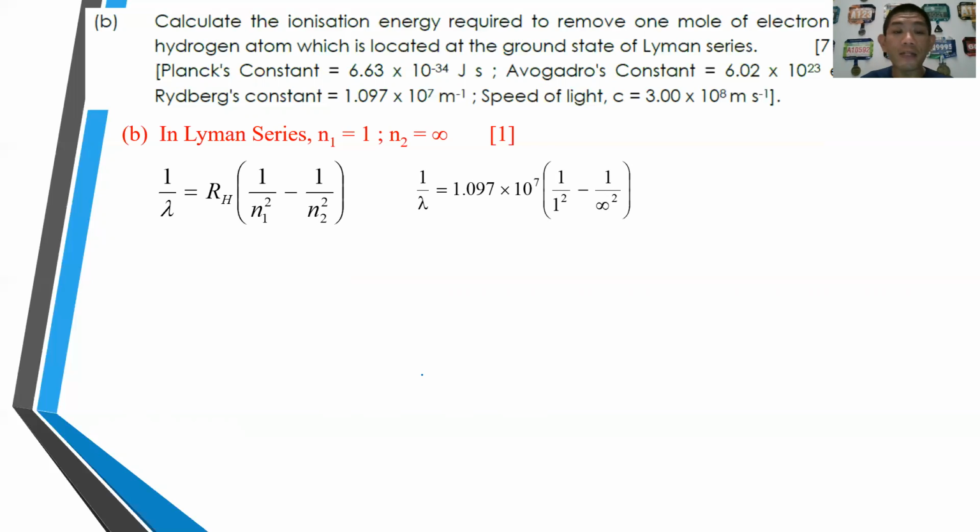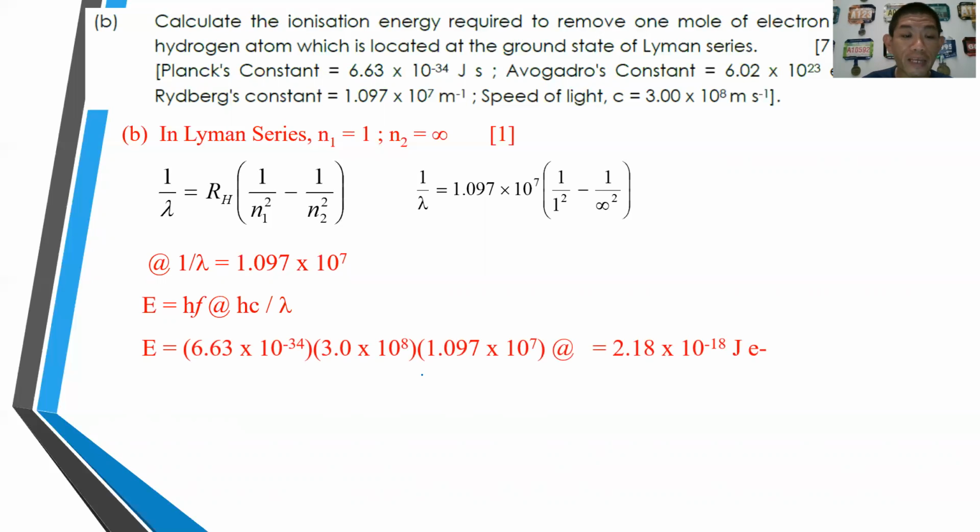Now, just leave it as 1 over lambda, because you will apply it to E equals hf, or E equals hc over lambda. So in here, just straight away multiply to get the energy per electron using the Planck equation. So you have the Planck constant, which is the h, and then this is the speed of light c, and this is actually 1 over lambda that we calculated just now in here.